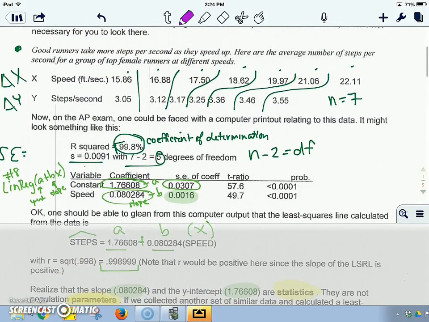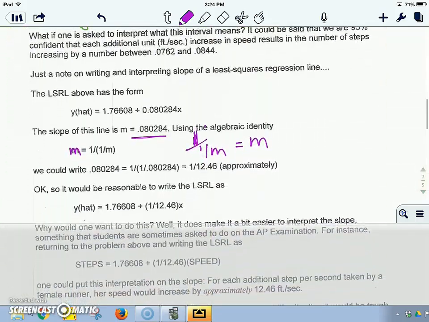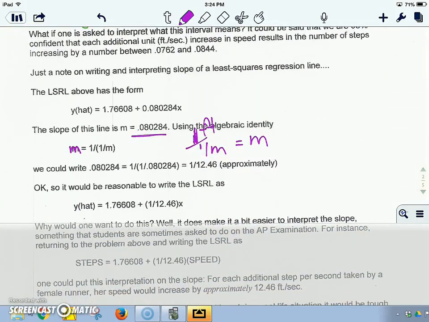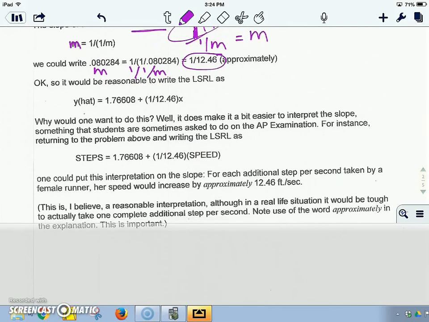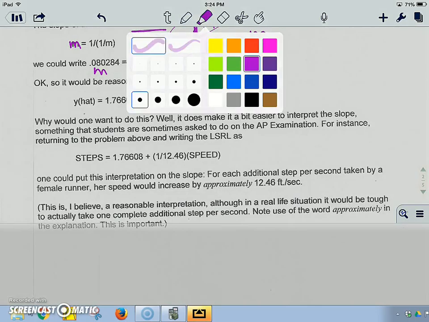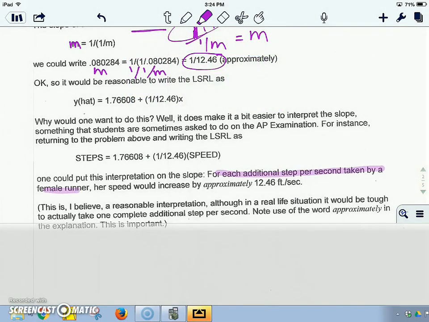What are we doing again? Oh, we're doing feet per second, excuse me. We want 1 foot per second. So we're trying to make this numerator 1. Okay, so we could write the slope, if this was the slope, that's the same thing as 1 divided by 1 over the slope, and we get this. And so we actually could say that for each additional step per second taken by a female runner, because now we've made the numerator 1 step per second, her speed would increase by approximately 12.46 feet per second.